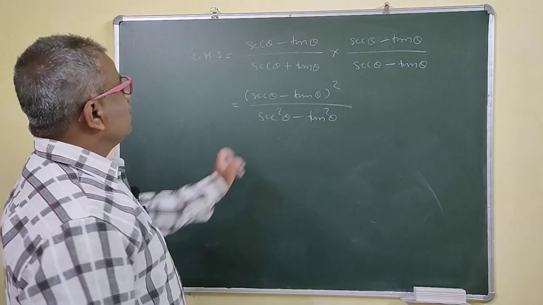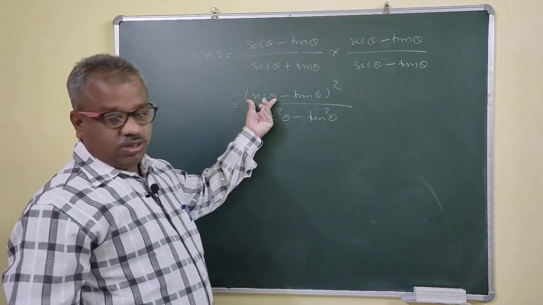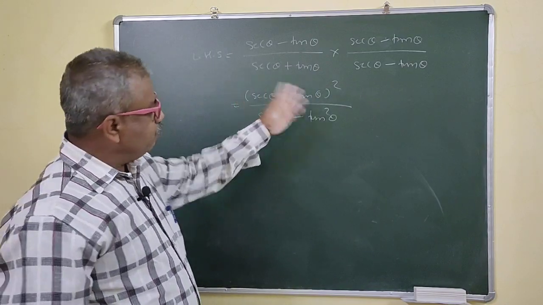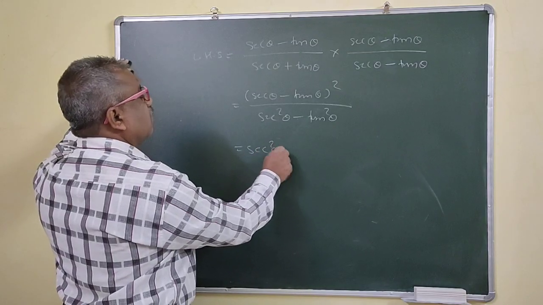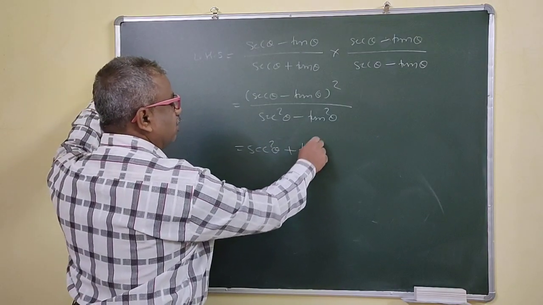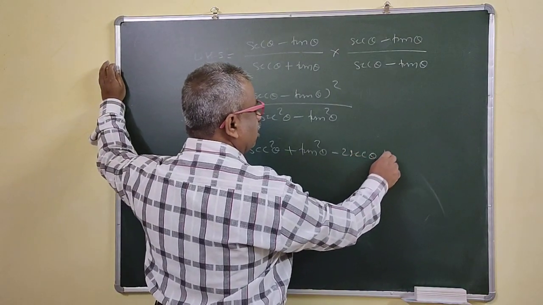Okay, so what is this? Sec square theta minus tan square theta is 1 now, right? So that means you have only (sec theta minus tan theta) square. We'll expand that, so there is no denominator now. Sec square theta plus tan square theta minus 2 sec theta tan theta.